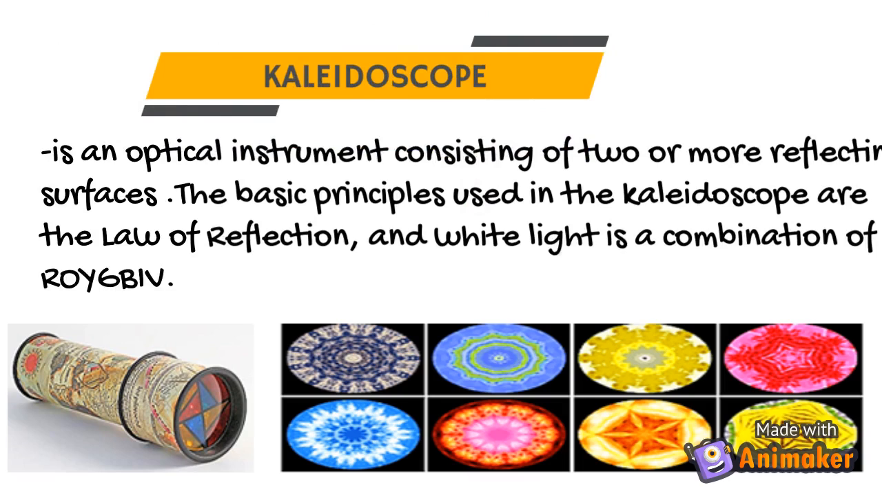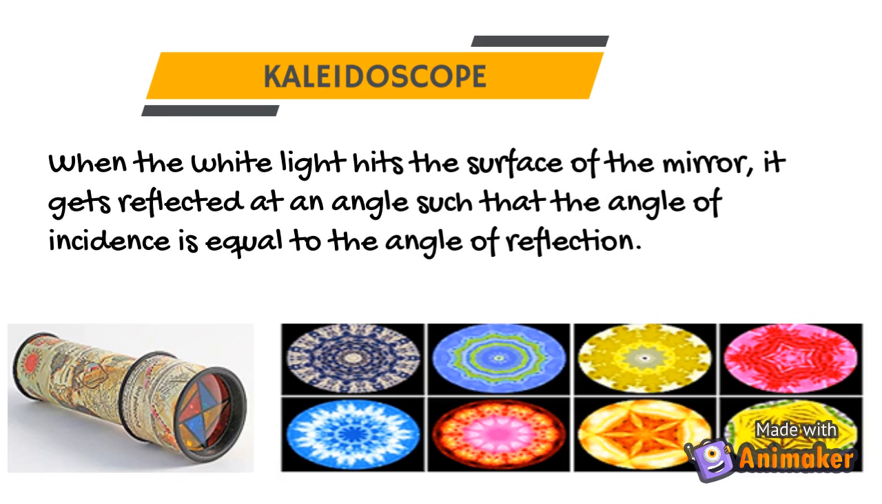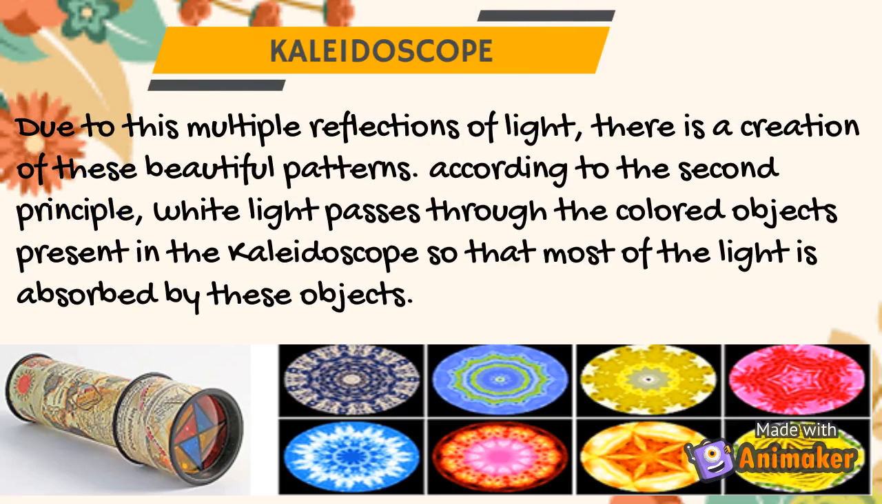Next, we have the kaleidoscope. It is an optical instrument consisting of two or more reflecting surfaces. The basic principles used are the law of reflection, and that white light is a combination of all the colors. When white light hits the surface of the mirror, it gets reflected at an angle such that the angle of incidence is equal to the angle of reflection.